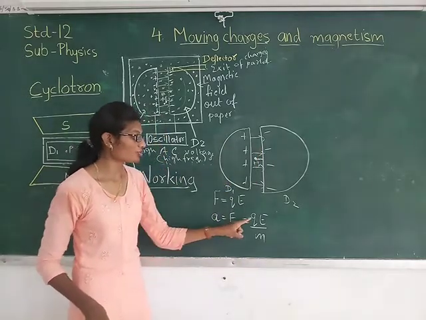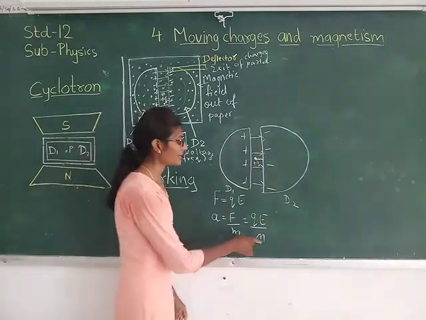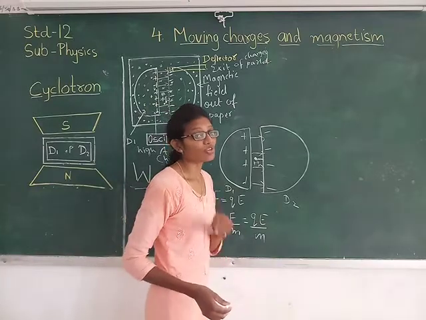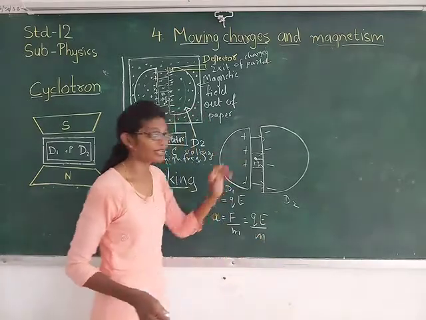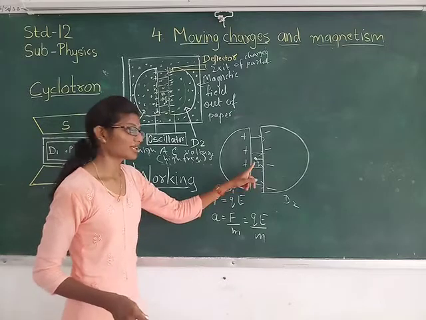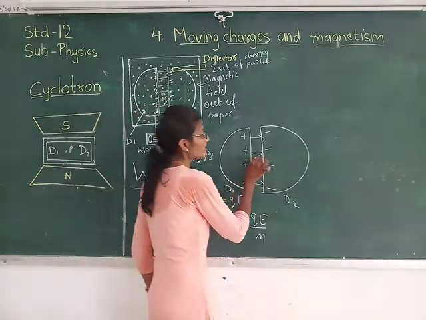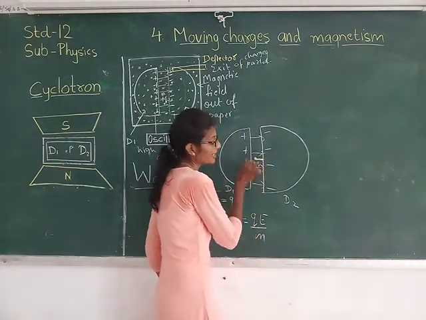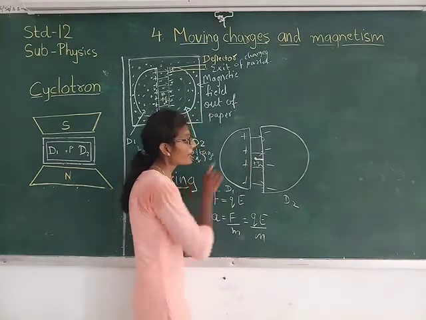It is accelerated by what amount? qE by m, where m is the mass of the charge, E is the electric field, and q is nothing but the charge, right? So this charge gets accelerated and it moves towards the D2.